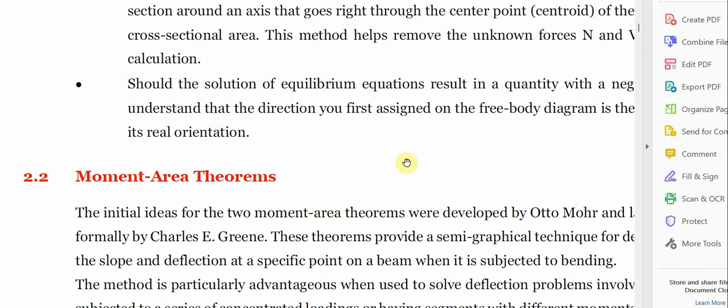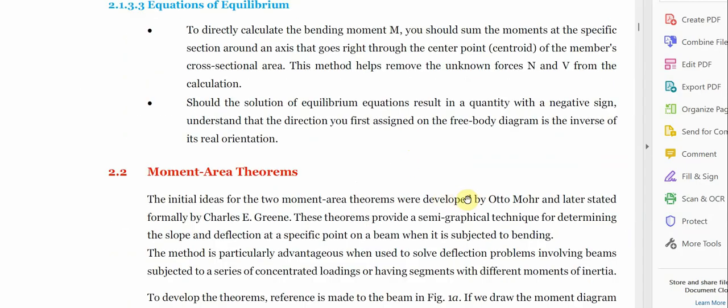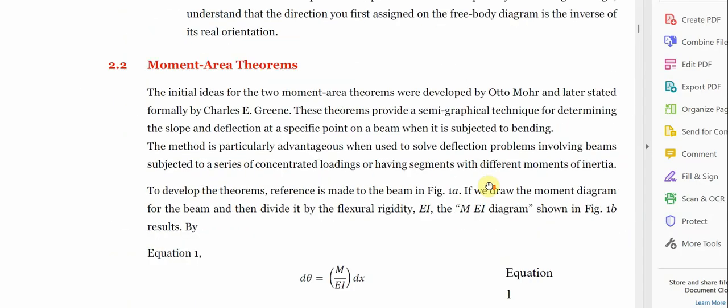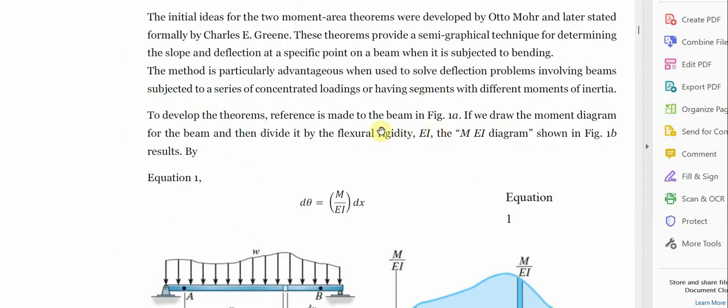Let's go to the moment area theorem. Moment area theorem. Now it says this theorem was developed by Otto Mohr and was later stated by Charles Green. Now the method is advantageous when used to solve deflection problems, that is deflection that involves beams or trusses.